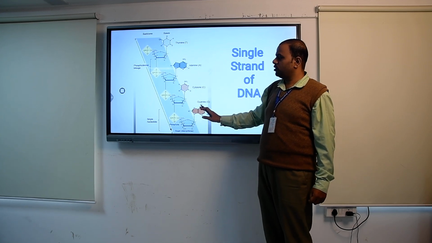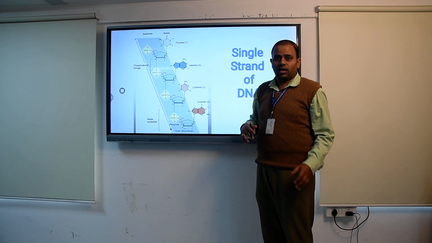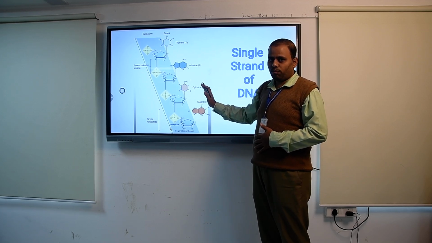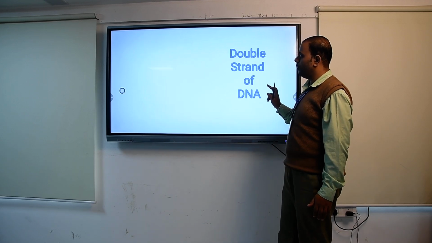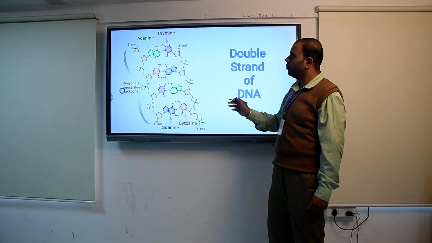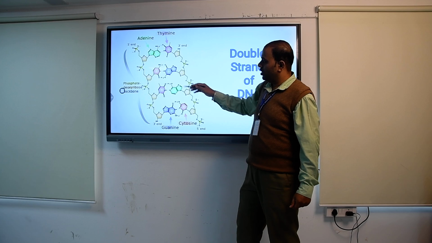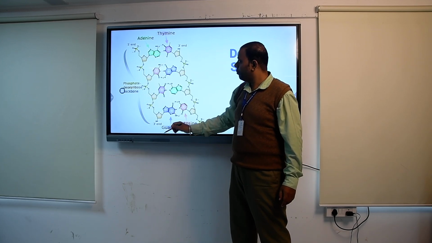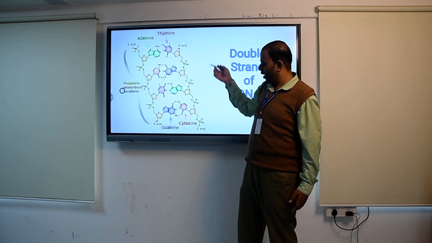These nitrogenous bases, when present in double-stranded DNA, pair with one another. Now let us see how these bases, which are inside the sugar phosphate backbone, pair with another nitrogenous base. This is the structure of double-stranded DNA. You can see the sugar phosphate backbone on both sides. The first strand that I showed you earlier had a polarity of 5 prime to 3 prime. The other strand has the anti-polarity. You can see it is 3 prime to 5 prime.